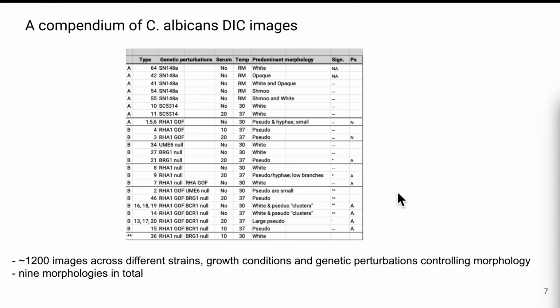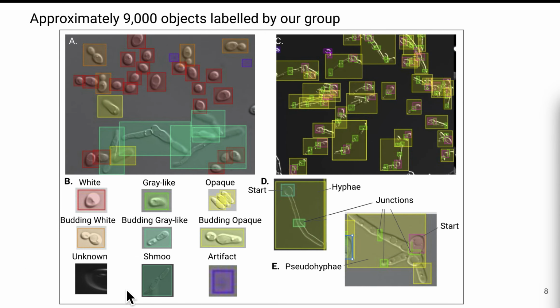So it usually starts with a compendium of examples that are curated, gold standard in a sense, right? Your learning set. Towards that end, we built a compendium of C. albicans DIC images. In fact, we grew lots of different colonies and took about 1,200 images across different strains and conditions that we knew induced these 9 different morphologies. And then via Zoom, we started to label individual cells, about 9,000 in total, across these 1,200 images.